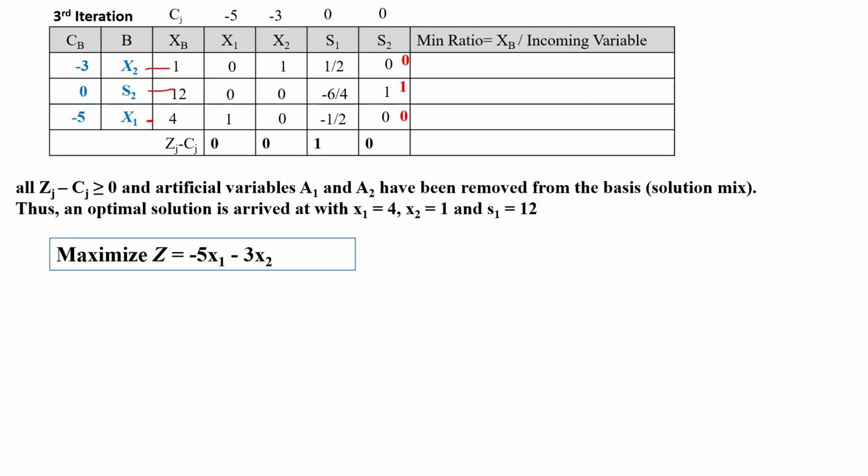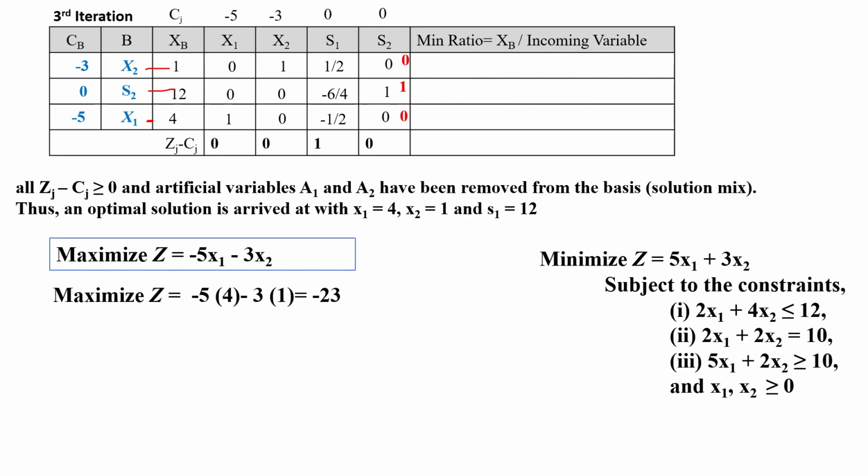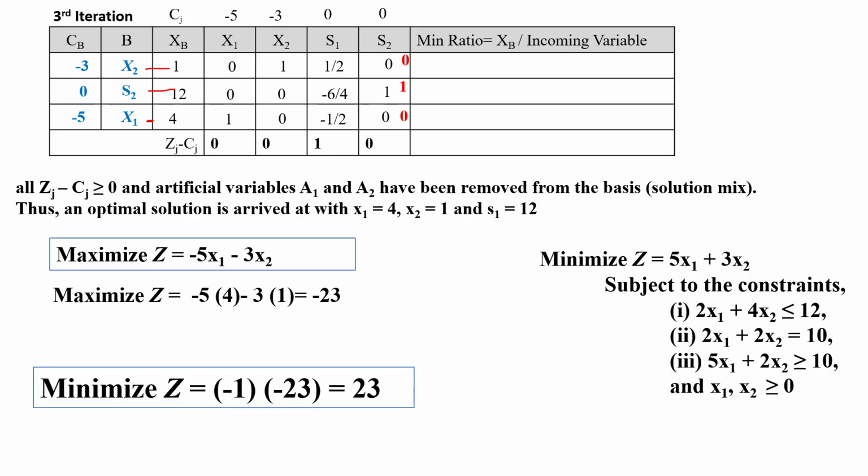Then substitute x1 value equal to 4 and x2 value equal to 1. Then maximize z equals minus 5 into 4 minus 3 into 1, which is equal to minus 23. But the original objective function is minimize z equal to 5x1 plus 3x2. So in this regard, once again I have to multiply with minus 1. Then minimize z equals minus 1 into minus 23, which is equal to 23. So the value 23 is the answer. And thank you.